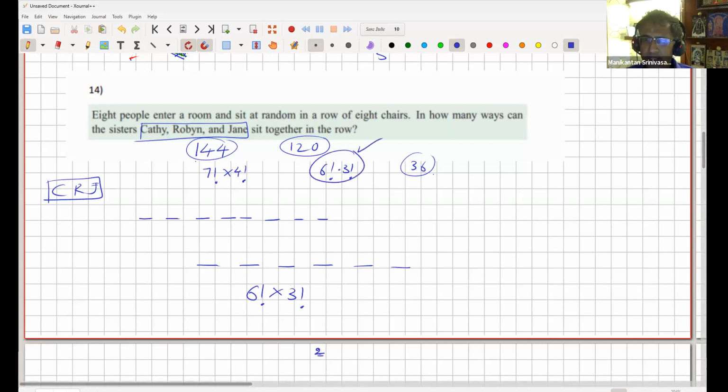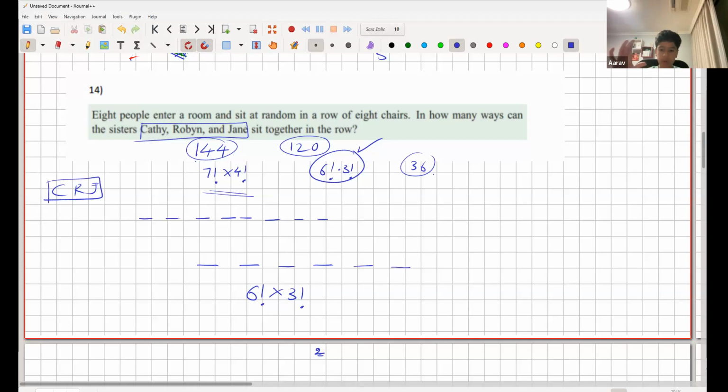Yeah, makes perfect sense. Whoever said 7 factorial times 4 factorial, was it a counting mistake? Because it seems like you had the right idea. Who was that? I forgot. Arav, was that you? It was me. I don't understand what I did wrong, because I just treated 3 sisters as one unit, one entity.